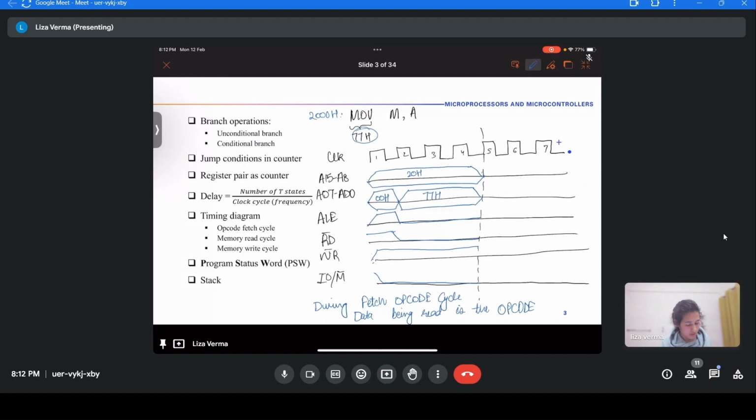So what will happen in the next cycle? Now the instruction MOV M, A has gotten the opcode. It knows that it has to write some data in the memory, data that is in the accumulator. So it will know what address to go to.